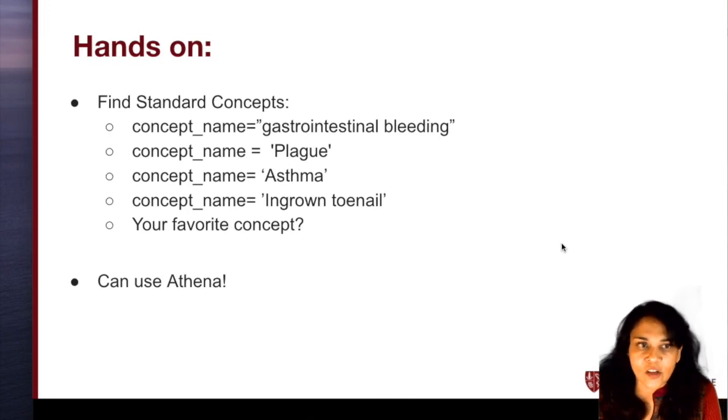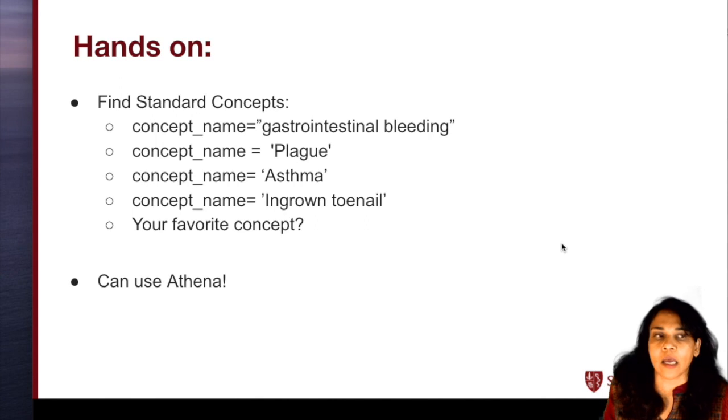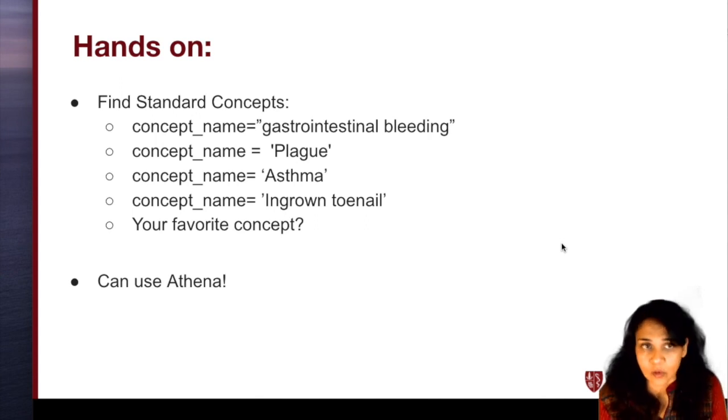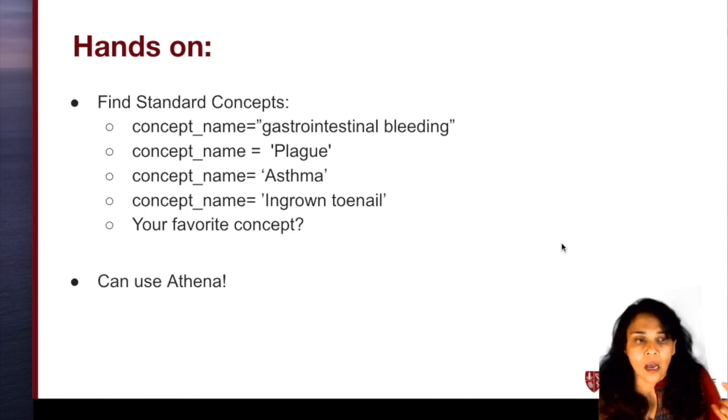A couple of hands-on exercises. Go ahead and find what the standard concepts for these concept names are. We did gastrointestinal bleeding. We did another one. We did the gestational diabetes one. But go ahead and see if you can find what the standard concept for plague is, for asthma is, ingrown toenail, and your favorite concept.